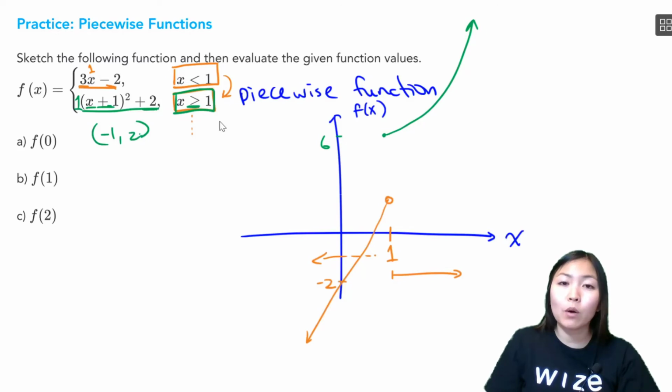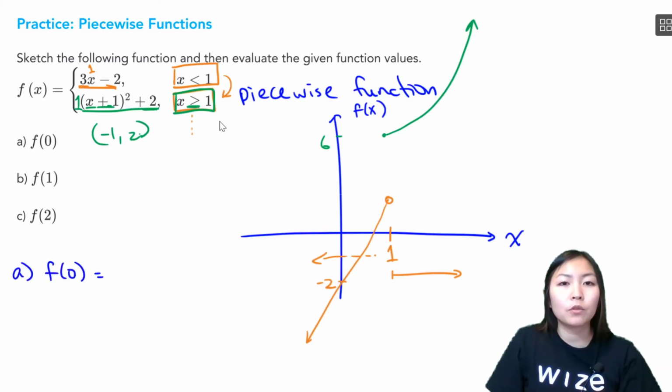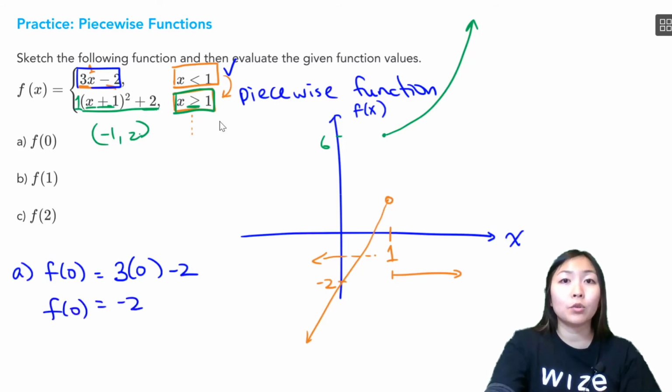On one side, to the left of 1, it's a straight line. To the right of 1, it's a parabola. Okay? All right. Now we want to evaluate each of these. So part A, we want to evaluate f at 0. So how do we do this? Well, 0, which interval does this belong to? Interval 1 or interval 2? 0 is definitely less than 1, so it's going to belong to interval 1. Meaning for f of 0, we're going to use the first piece. So it's going to be 3x minus 2, but instead of an x, I'm going to put in a 0. So 3 times 0 is 0, minus 2 is negative 2. So that means that f of 0, or f at 0, is negative 2.